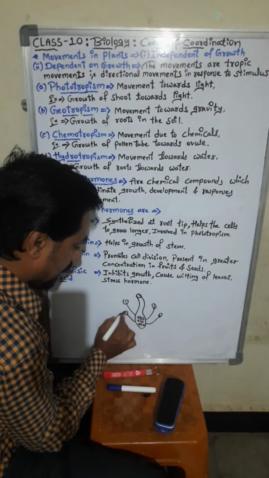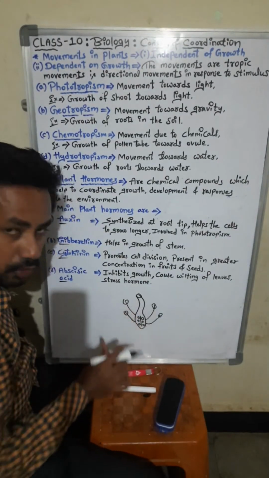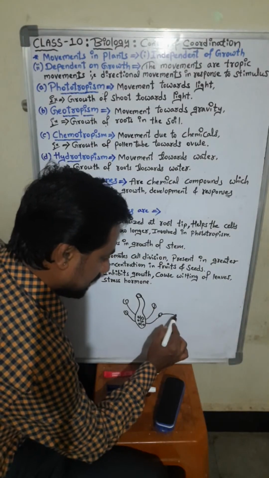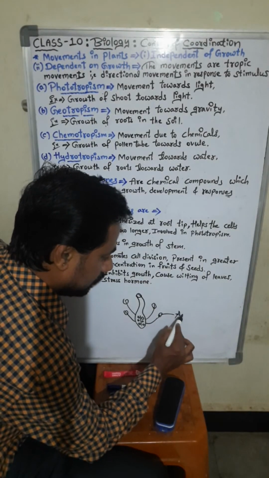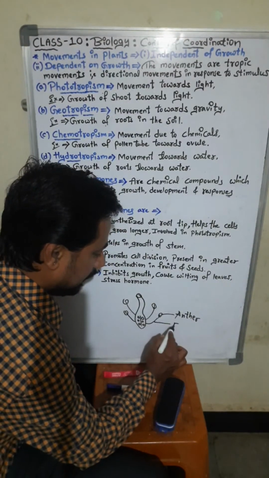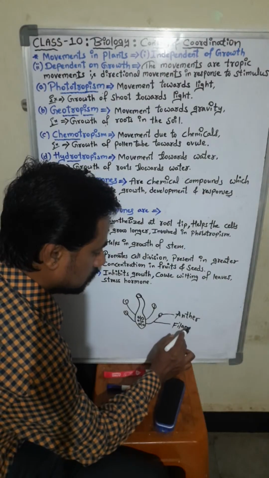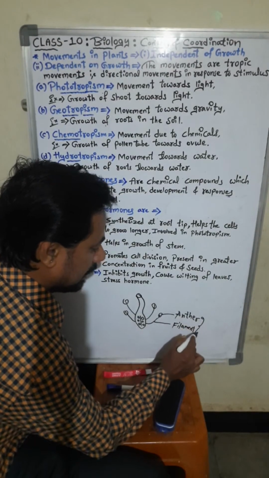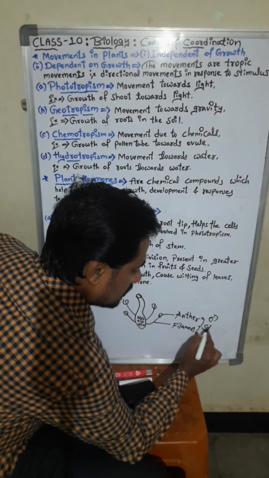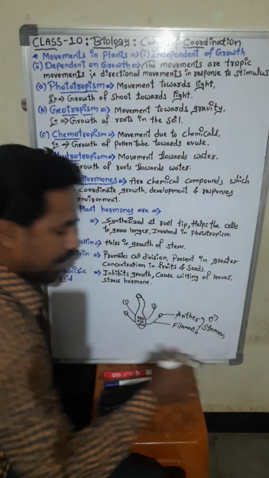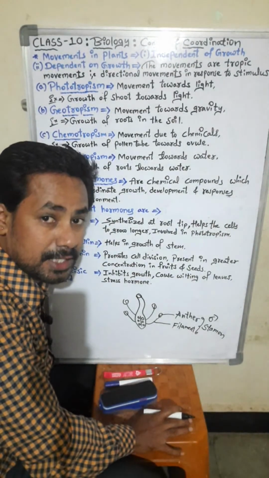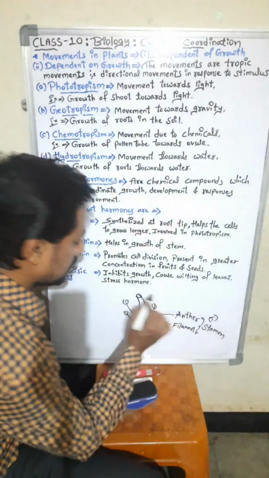So these are male, 1, 2, 3, 4 I have drawn. This is the male part. So try to understand, this is the anther. And this is the filament, for support. Both together are known as the male reproductive part, and this is known as the stamen. We are going to study this in reproduction in plants, how do organisms reproduce, in detail.